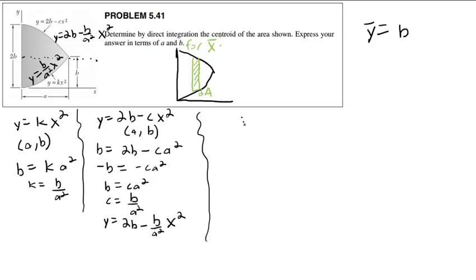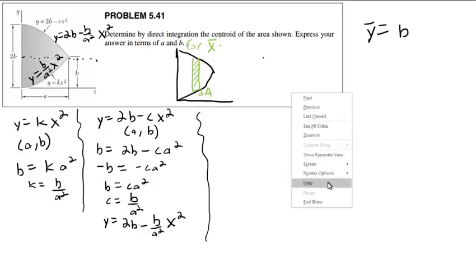Yay. Okay. So then let's do that thing I said. Let's see. So the dA then, let's draw out the dA.